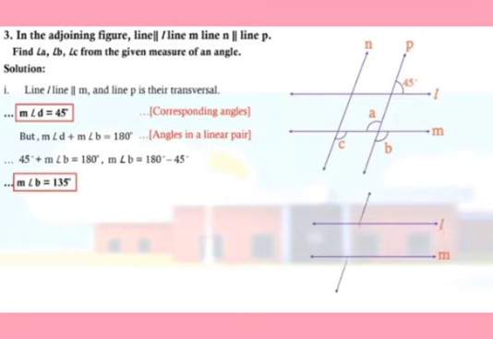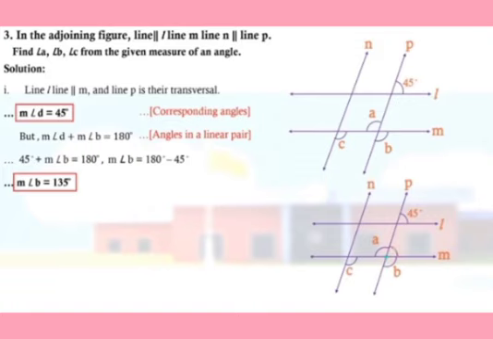Now here we will reframe this diagram. Line L is parallel to line M, and line N and line P are the transversals. Now here you can see N and P are the transversals. The same angles are given here, 45 degrees like the previous one: angle A, angle B and angle C. This A and B are vertically opposite angles. So here we know the value of B is 135, so A is also 135 degrees.